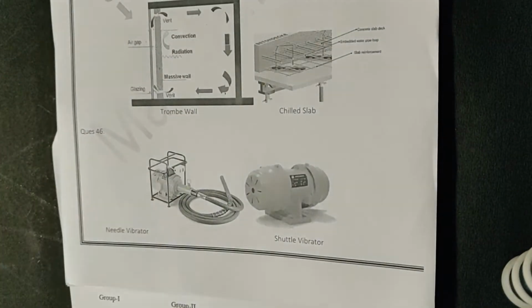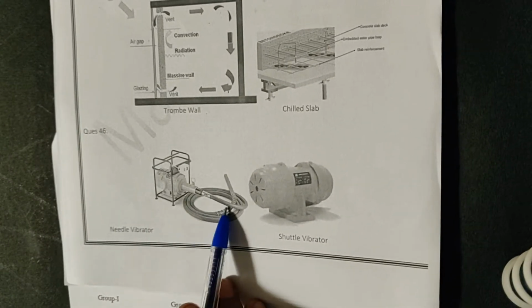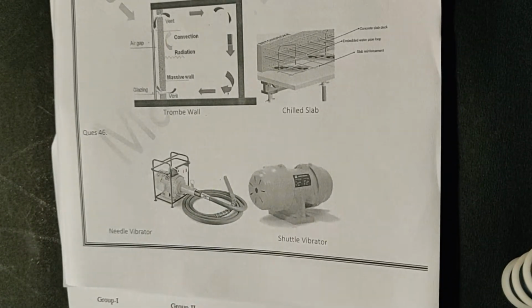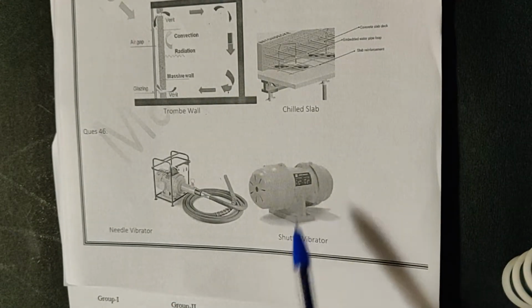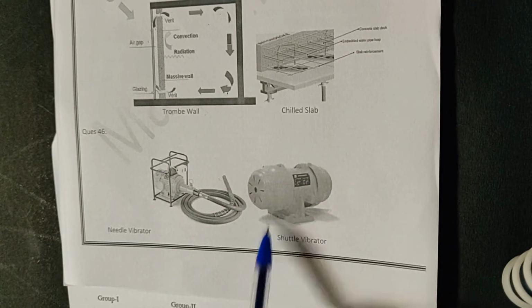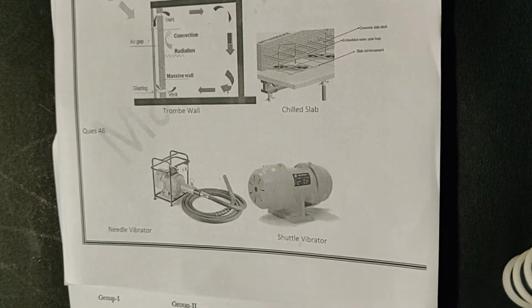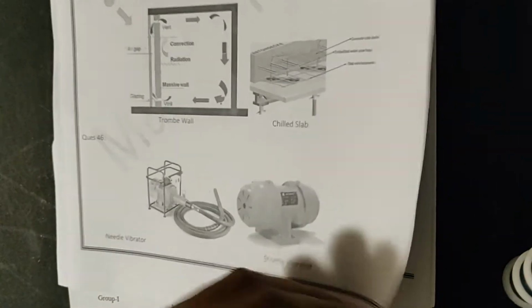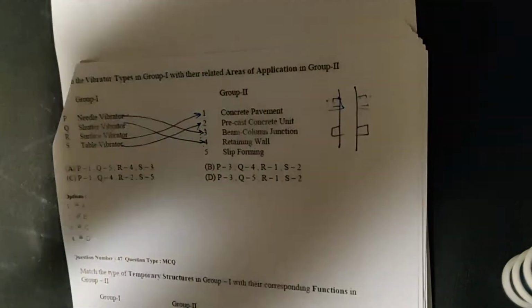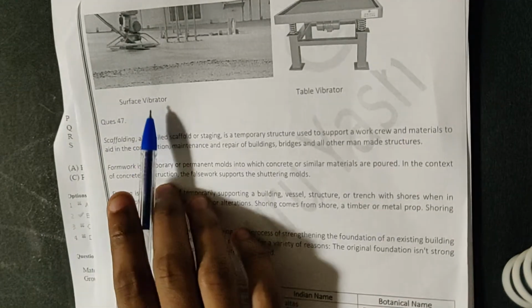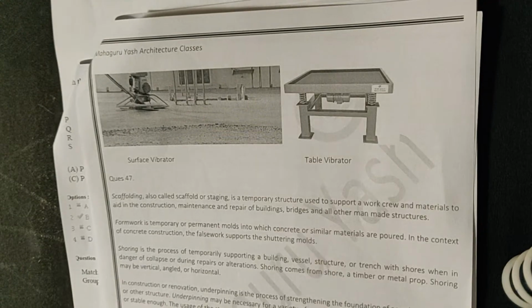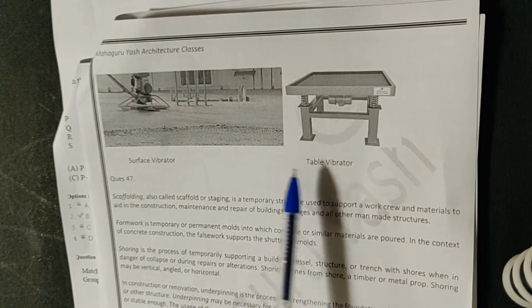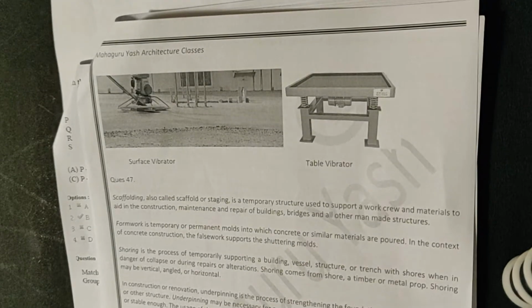I have some photographs, so you can see your needle vibrator. You have a needle with this. At your beam and column junctions, you put in that needle and it vibrates. The next is shutter vibrator. This machine is attached to your retaining wall formwork and they vibrate. The surface vibrator, as I told you, is used when you want a smooth surface or when you're laying concrete. And then you have table vibrators, which are used in your precast concrete units.